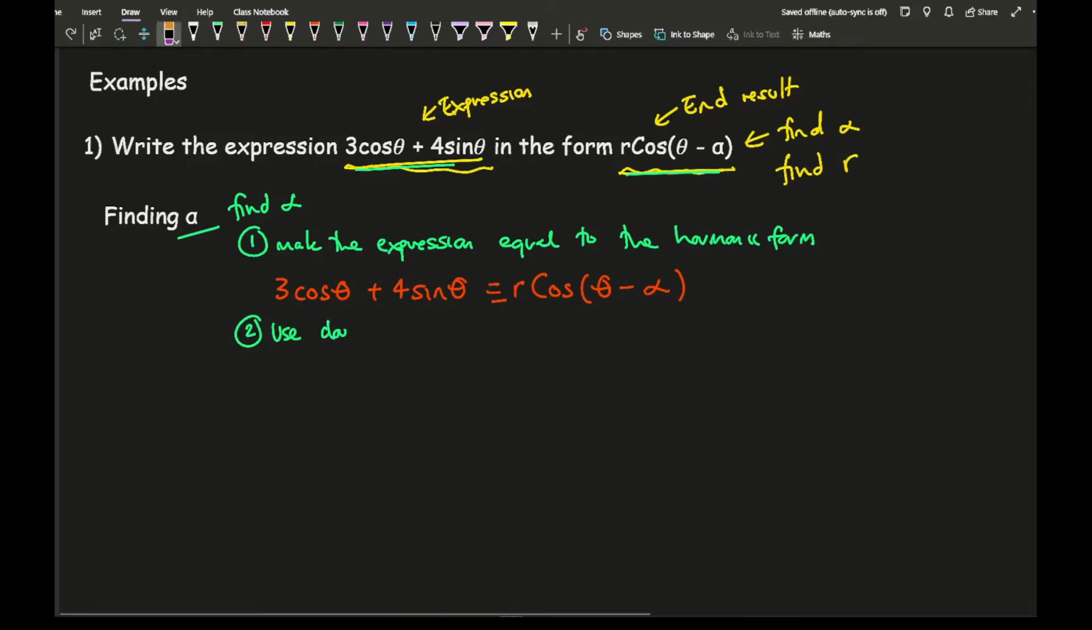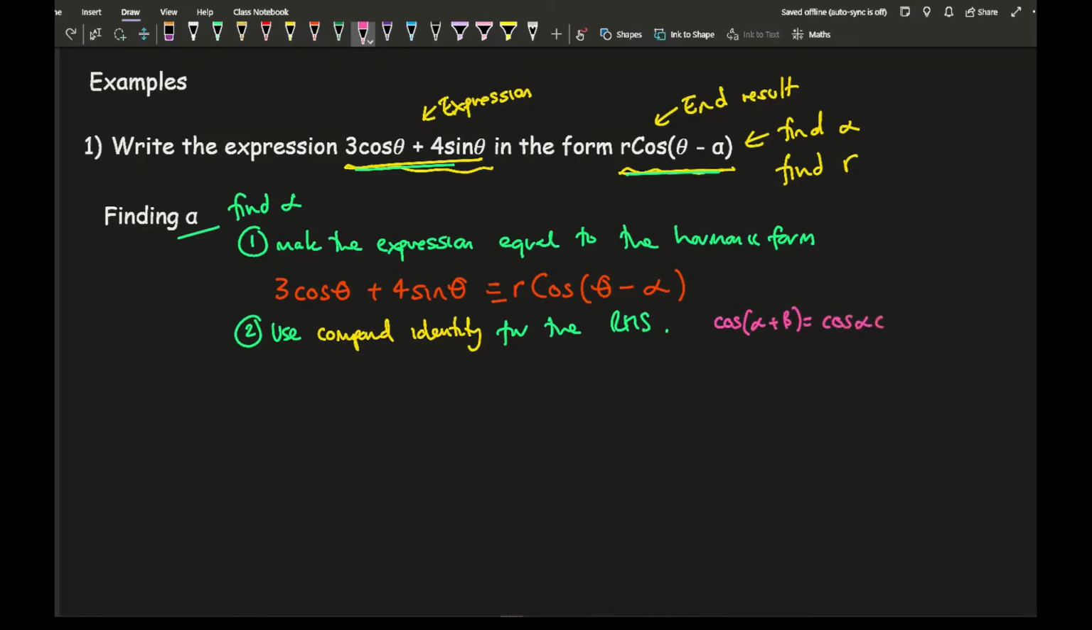Now the next thing we then want to do is use the double angle, or just say the compound identity for the right hand side. So we know from our compound angle formula that cos of alpha plus beta equals cos alpha cos beta minus sine alpha sine beta. So I'm going to use this and replace it with this here.